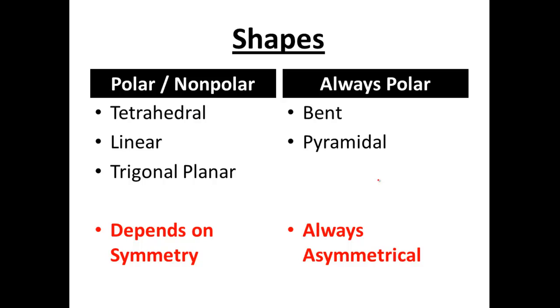So, what I want you to leave here with now is knowing that anytime I have a tetrahedral, a linear, and a trigonal planar shape, they can either be polar or nonpolar. And that depends upon the symmetry within that molecule. Are all the ends of the molecule the same, or is one of them different? Bent and pyramidal are always polar. And they always have an asymmetrical shape that will lend to that polarity.